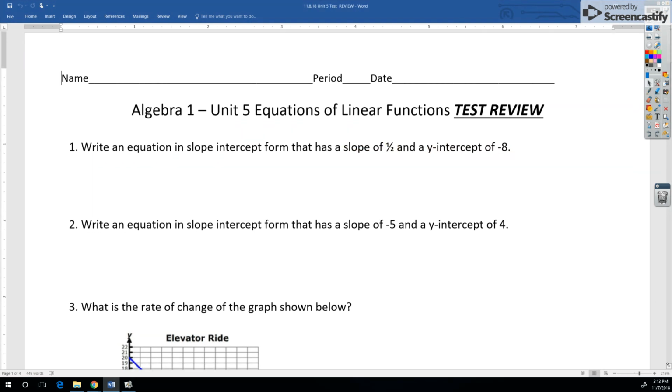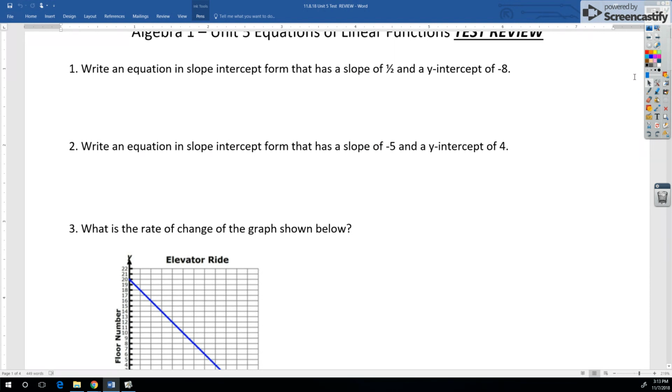Okay, question 2. Write an equation in slope-intercept form that has a slope of -5 and a y-intercept of 4. So doing the same thing, I'm going to take my form y equals mx plus b, and I'm going to substitute in my slope of -5 and my y-intercept of +4.